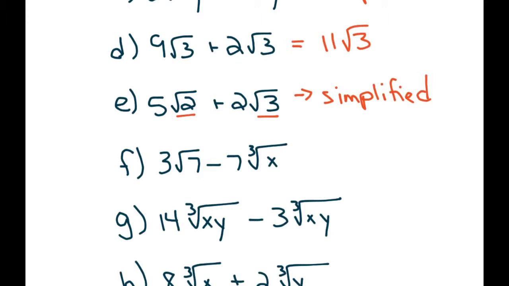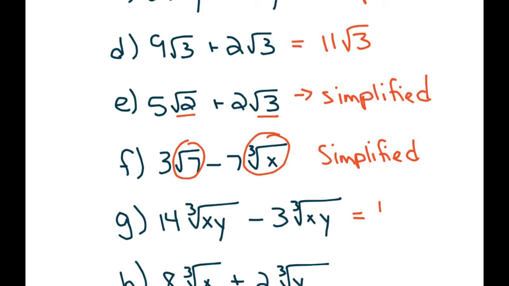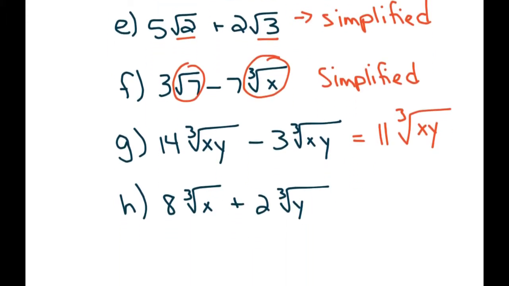F, watch out. Make sure that they have the same radicals, because if they don't, you can't combine them. Since the square root of 7 is not the same as the cube root of x, it is simplified. All right. G, 14 the cube root of xy minus 3 the cube root of xy. They have the same radicals, so it's 11 the cube root of xy. And H, 8 the cube root of x plus 2 the cube root of y, they're not the same, so it's simplified.